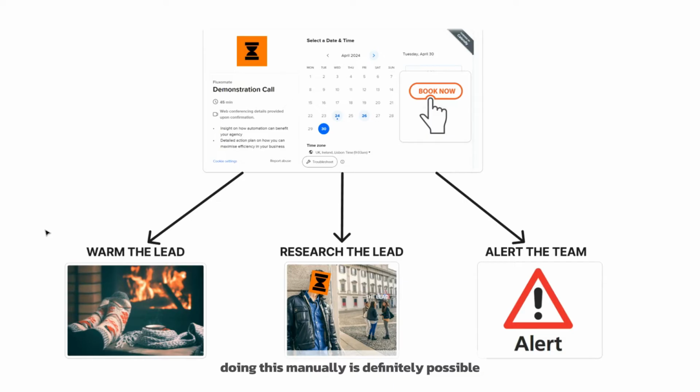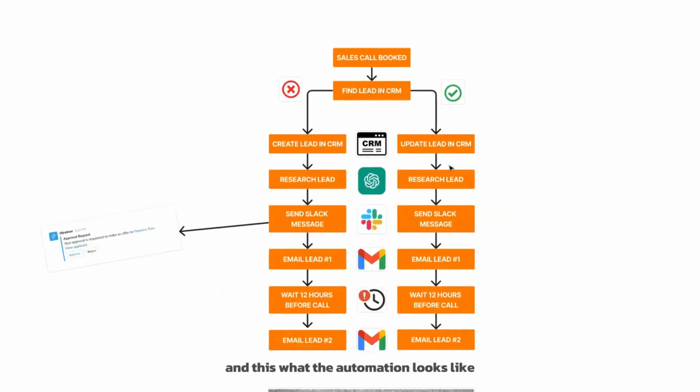Doing this manually is definitely possible, but if you're having a lot of leads coming in and a lot of sales calls being booked every single day, then this just takes up unnecessary time for your closers that they can be focusing on taking more calls and closing more leads for your agency. So what do we do? We just automate this. And this is what the automation looks like.